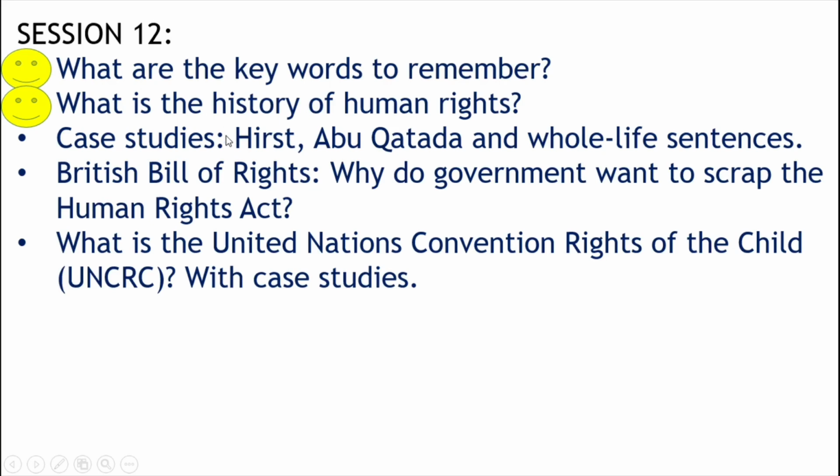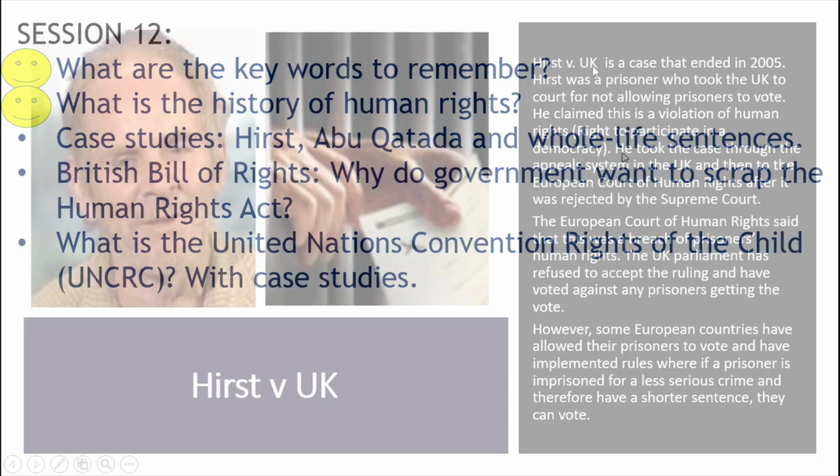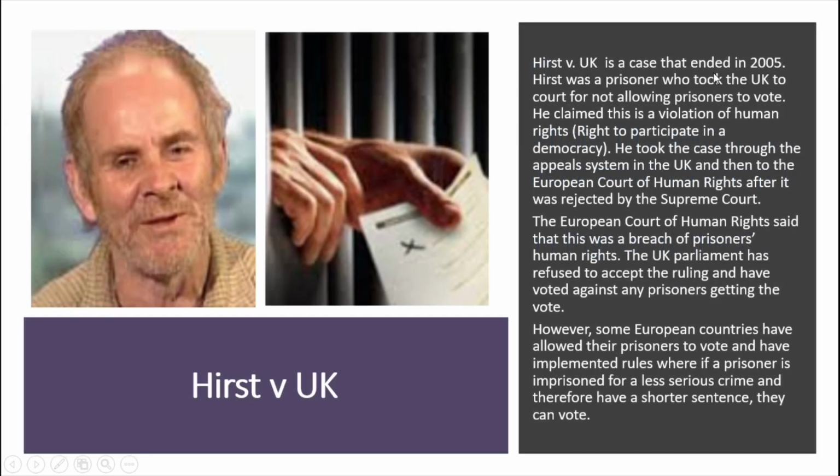In this video you're going to be looking at 3 case studies: the Hirst case, Abu Qatada and whole life sentences. Hirst v UK is a case that ended in 2005. Hirst was a prisoner who took the UK to court for not allowing prisoners to vote. He claimed this is a violation of human rights, the right to participate in a democracy.